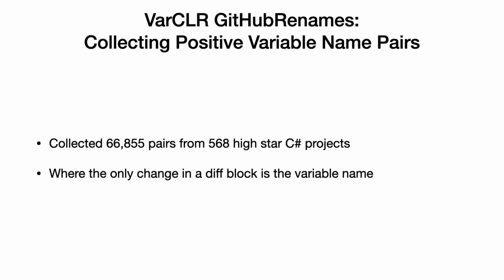We collected and released this dataset called GitHubRenames. It consists of variable pairs that come from before and after the renaming activities by GitHub developers. We collected more than 60,000 pairs from more than 500 high-star C# projects. We also only select the edits where the only change is the variable name, ensuring that the other parts of the code are not changed. So the functionality of the variable after the renaming is not changed, and they should be interchangeable with each other.